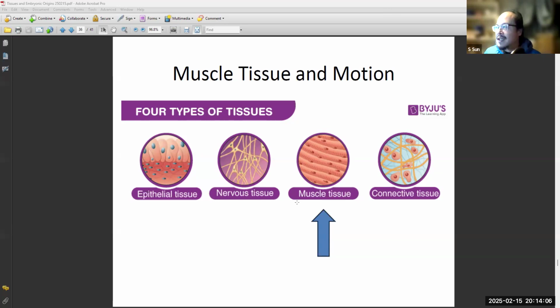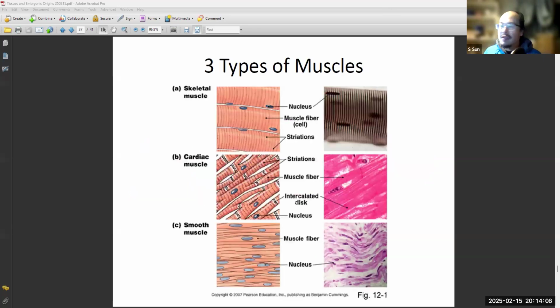So what you need to know is that for the muscle tissues, we have three types of muscle. They are skeletal muscles, cardiac muscles, and smooth muscle. You need to know the features of each. The skeletal muscle has two features. One is that skeletal muscle connects with the bone. It's skeletal muscle, it connects with the skeleton.